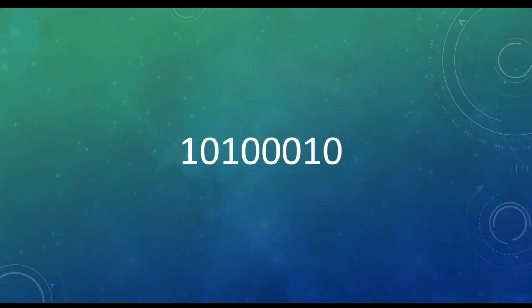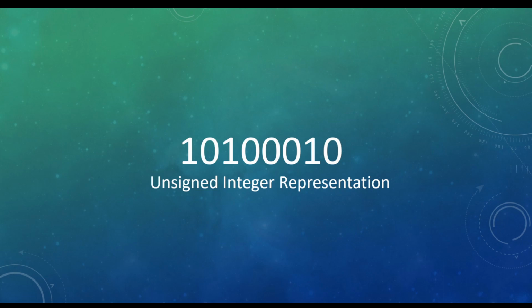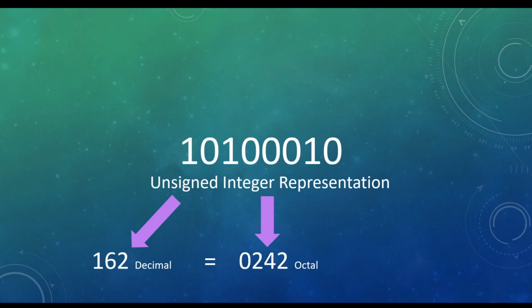Now, I see people confusing that with radix presentation. I don't really like to call that representation because if you look again at our number through the glasses of unsigned integer representation, if you express it as a 162 decimal or a 242 octal or a hexadecimal A2, it doesn't really represent anything that is different. It's still an unsigned integer number, and it's the same quantity just presented in different radixes.